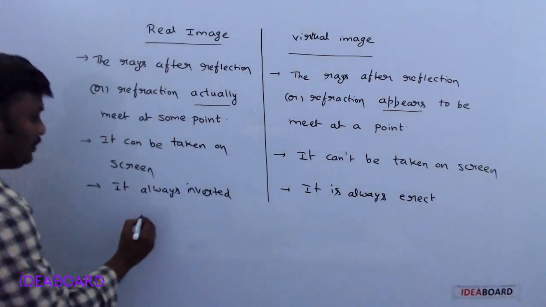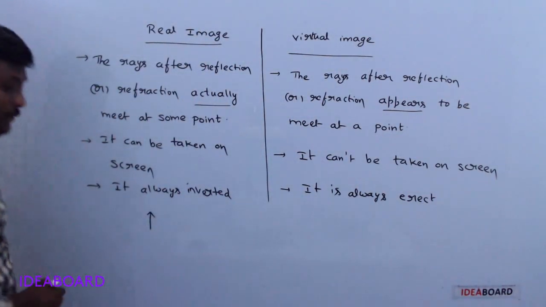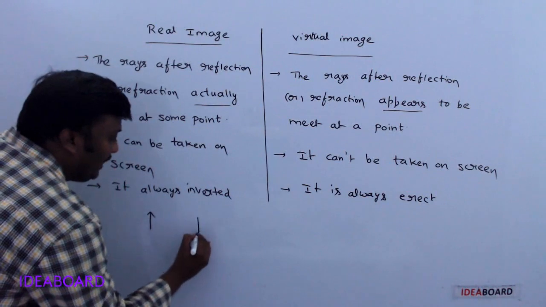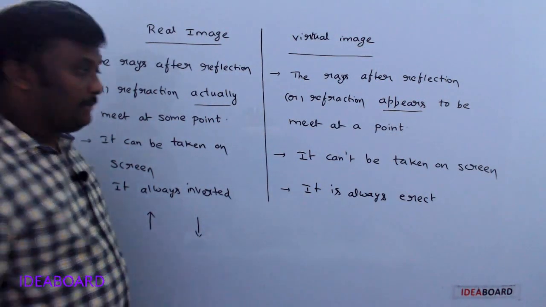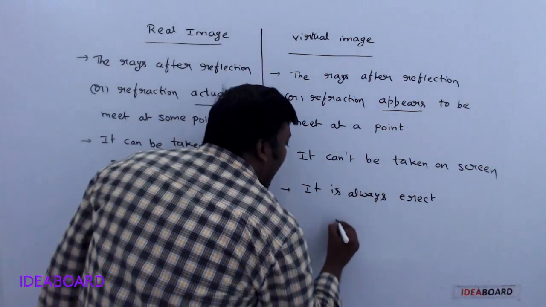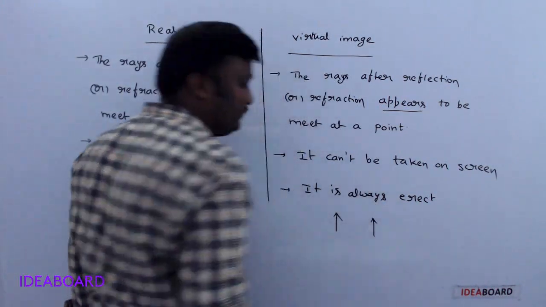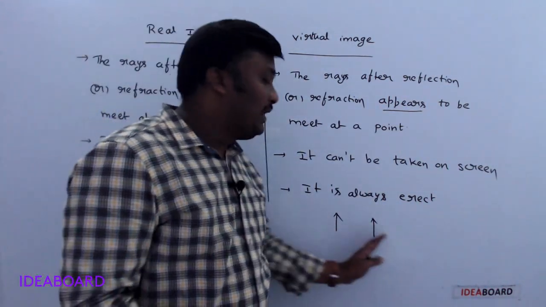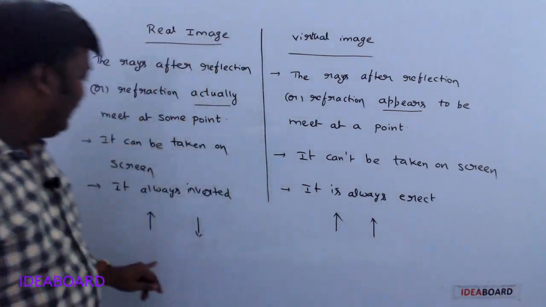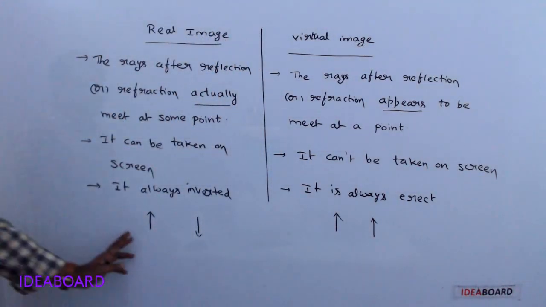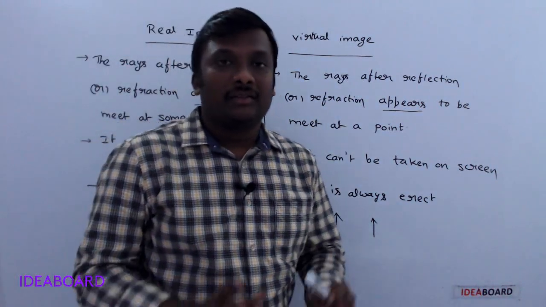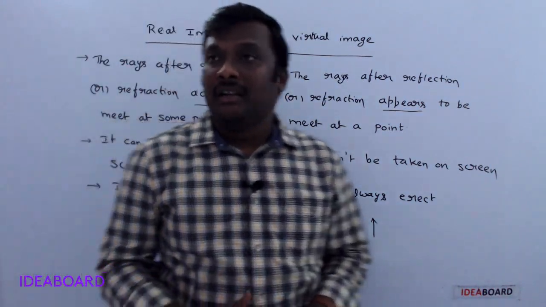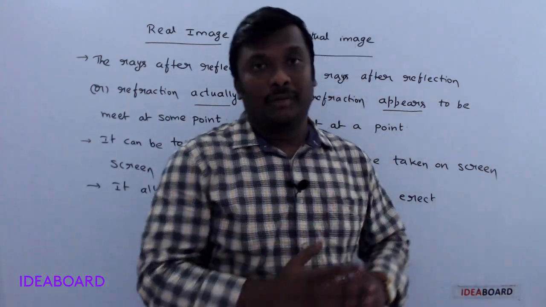Okay, what is the meaning of inversion? If you take the object in this way, the image will appear like this. Okay, inversion takes place. Erect means upright, the same thing. Object and image both are along the same way. But in case of real image, inverted images are formed. Is it clear? So these are the major differences between the real image and the virtual image.